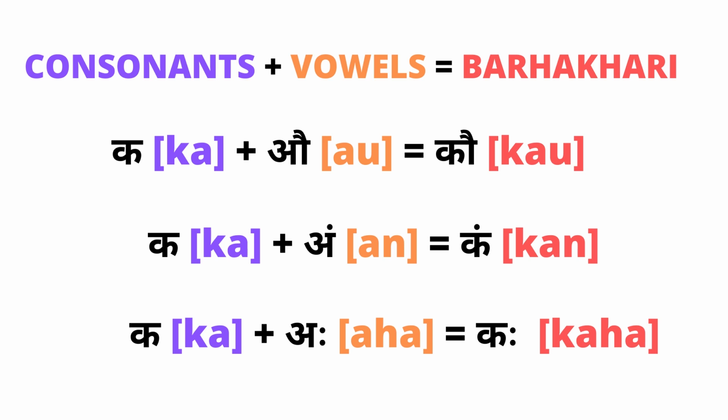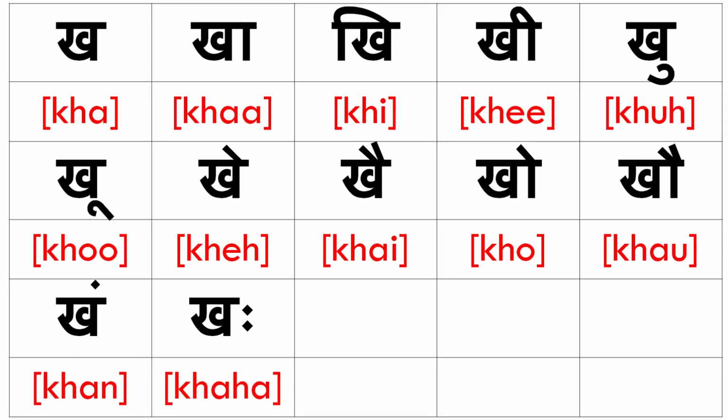Now, for the rest of the consonant letters and their 12 sounds, I have written it as a list. For example, for the consonant letter kha and its 12 different sounds, or the Barhakhari, here is the list. You have to read from left to right, row wise. Okay. Now let's start the pronunciation. The first Barhakhari is ka. It will remain the same for the rest of the consonants also. When it is conjoined with the vowel letter a, the sound will be the same.